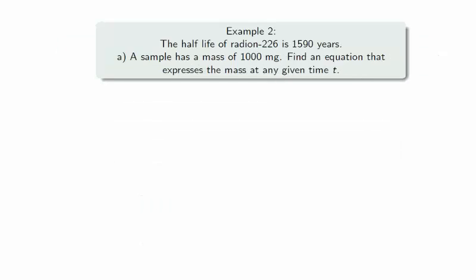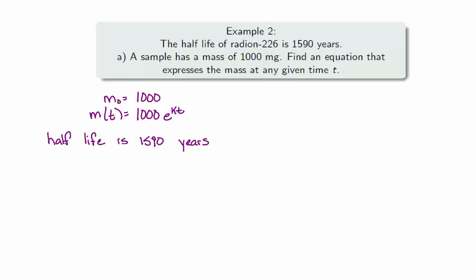Example 2. The half-life of radium-226 is 1,590 years. A sample has a mass of 1,000 milligrams. Find an equation that expresses the mass at any given time t. We are given that the initial mass, m sub 0, is equal to 1,000. So our equation becomes m of t is equal to 1,000 e to the kt. All that remains is to find k. We are given that the half-life is 1,590 years.